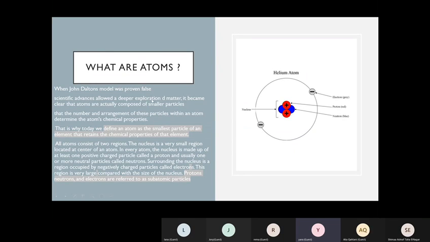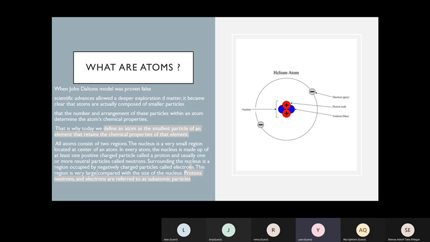Last time we took John Dalton's model, the theory. He stated that all atoms of the same element have the same mass, and that they are indivisible. But later, scientific advances allowed scientists to explore further, and it became clear that there are smaller particles in an atom, so it is not indivisible. And that the number and arrangement of these particles within an atom determines the properties of the atom.